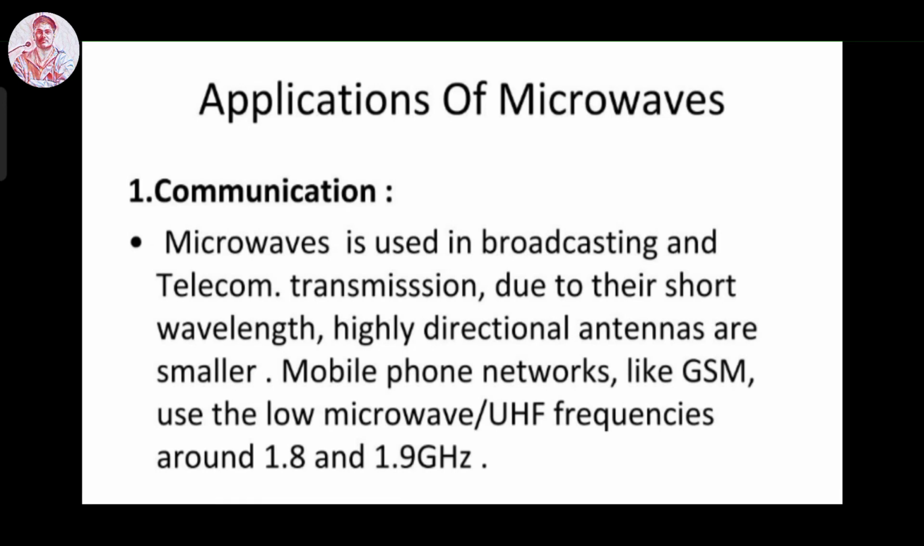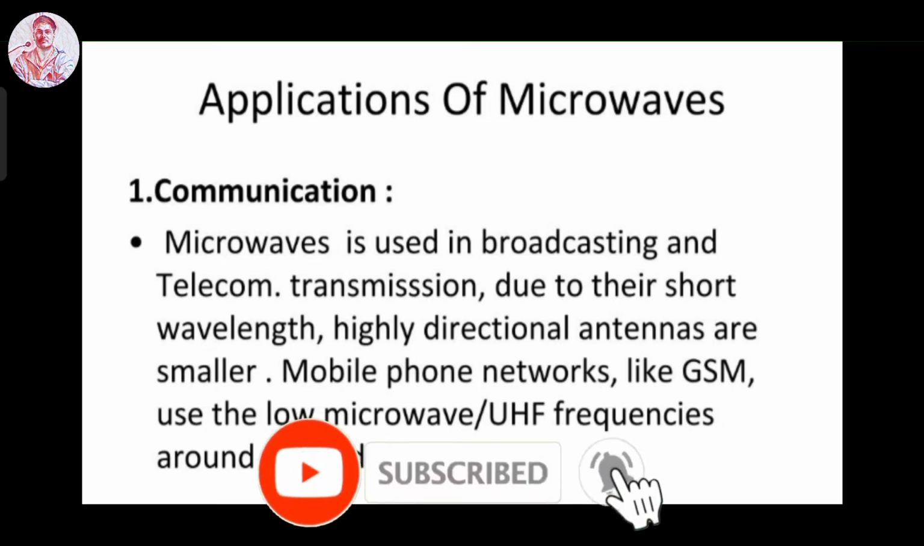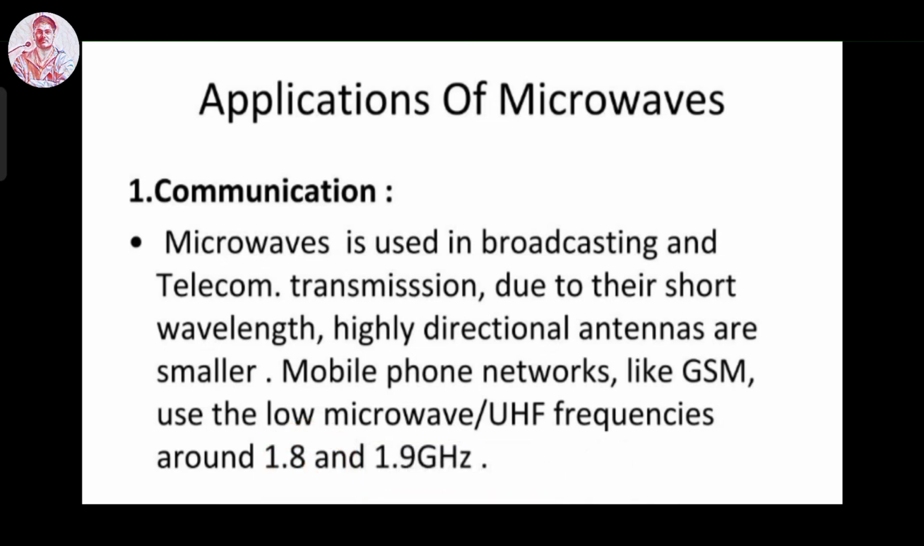Microwaves have numerous applications. First, communication. Microwave is used for broadcasting and telecommunication transmission due to its short wavelength. High directional antennas are smaller. Mobile networks like GSM, Global System for Mobile Communication, use lower microwaves or ultra high frequencies around 1.8 and 1.9 gigahertz.